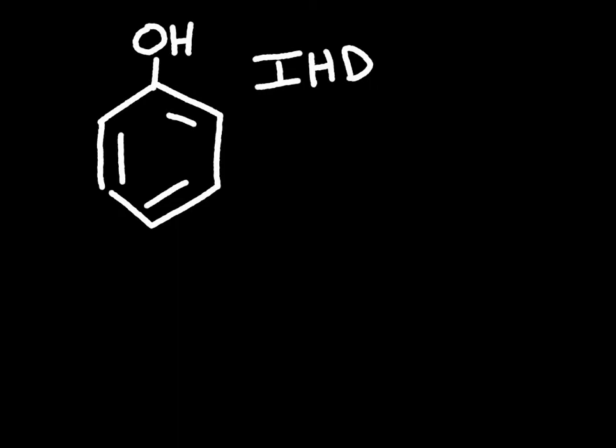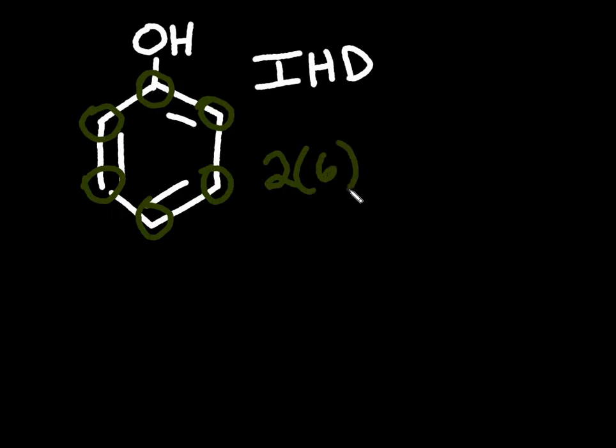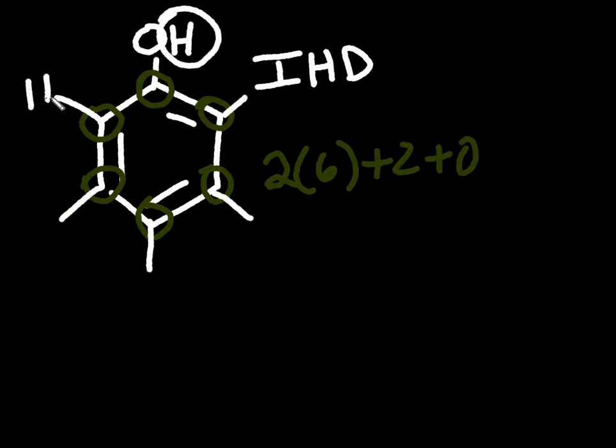We count the number of carbons: 1, 2, 3, 4, 5, and 6. So 2 times the number of carbons, plus 2, plus 0, because the oxygen doesn't count. And how many hydrogens do we have? We have 1, 2, 3, 4, 5, and 6. Don't forget that guy there. So we have 6 hydrogens, so that'll be minus 6.